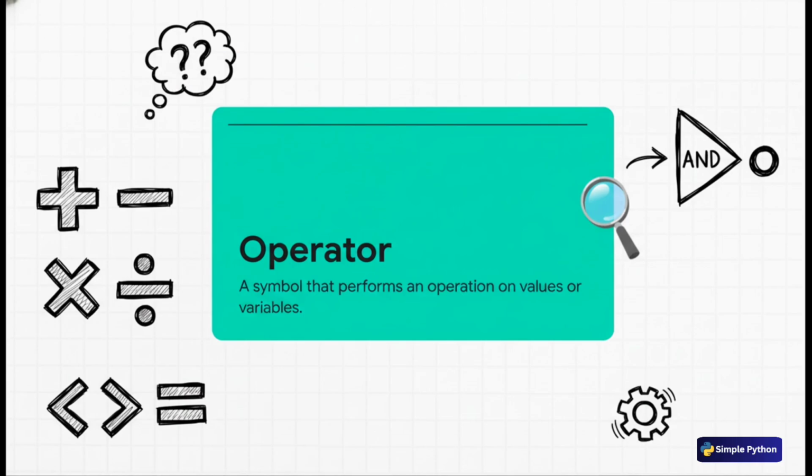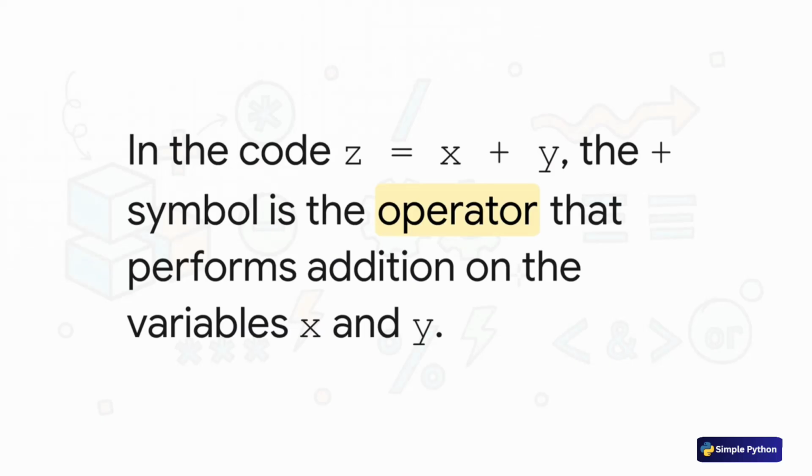So what is an operator really? At its heart, it's just a symbol that tells the computer to do something specific. It could be math, it could be a comparison, anything really. You can think of them as the action words, the verbs of the programming world. They make stuff happen.